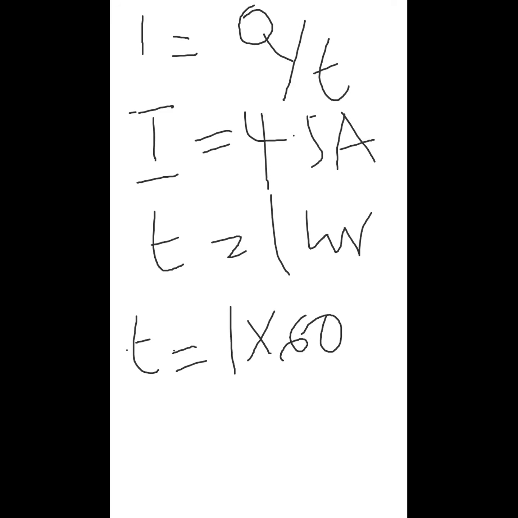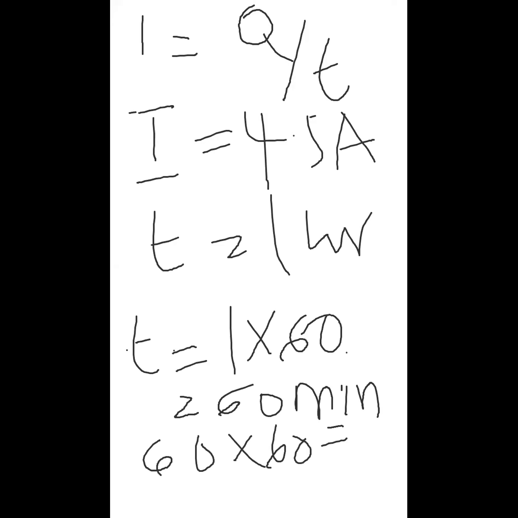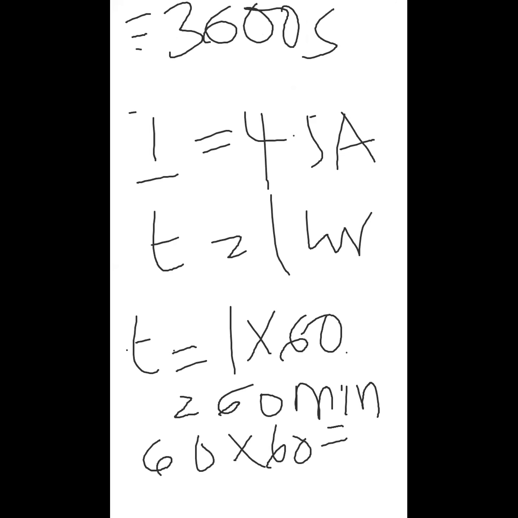First, we multiply by 60, so we have 60 minutes. From minutes, we'll convert to seconds. So we have 60 times 60, which is 3,600 seconds. So if we have our time to be 3,600 seconds, our current to be 4.5 amperes, then what is our charge in coulombs?